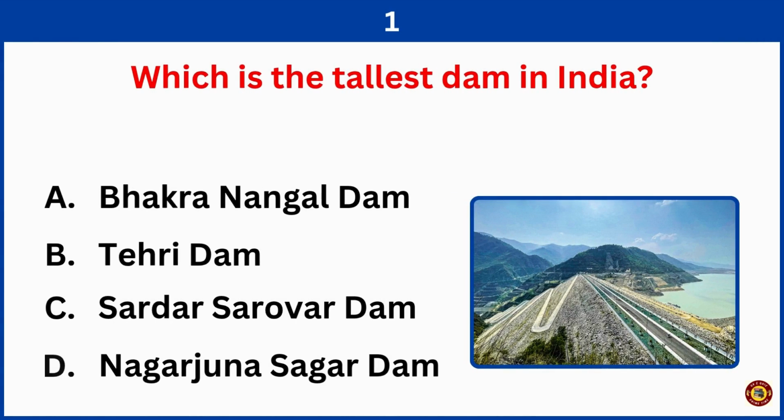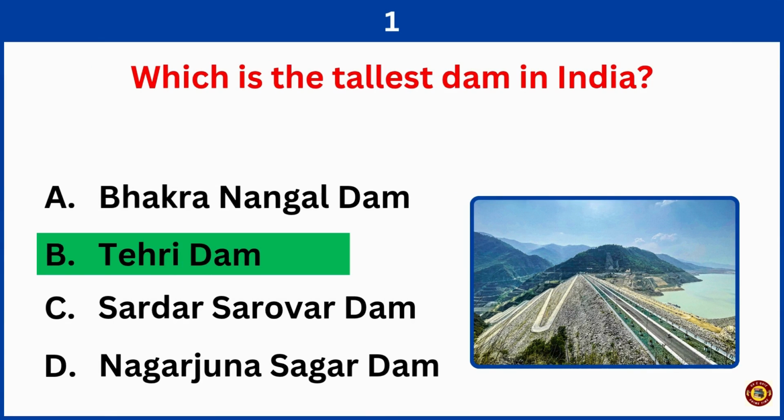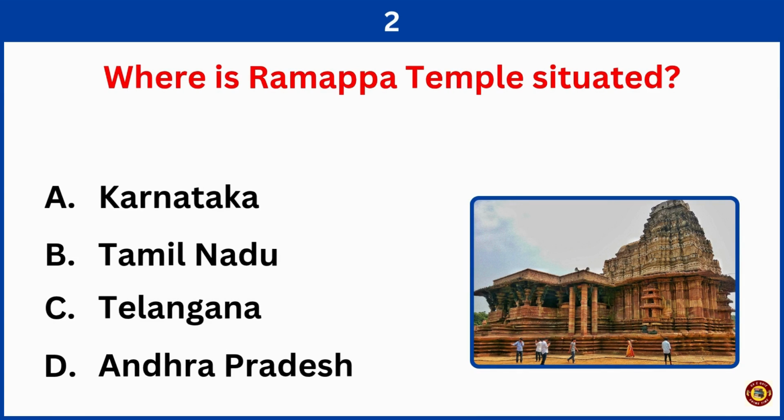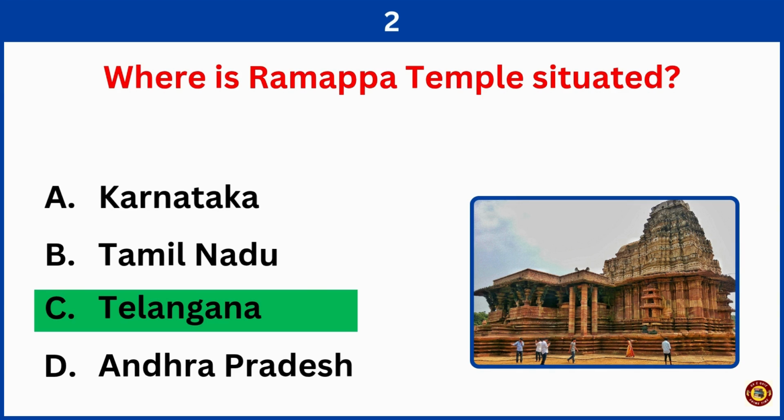Which is the tallest dam in India? Right answer is option B, Tehri Dam. Where is Ramappa Temple situated? Correct answer is option C, Telangana.